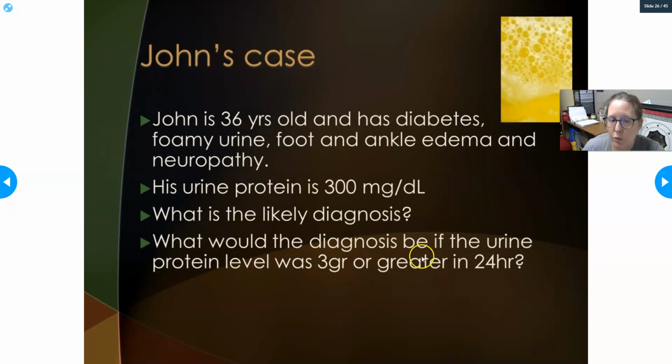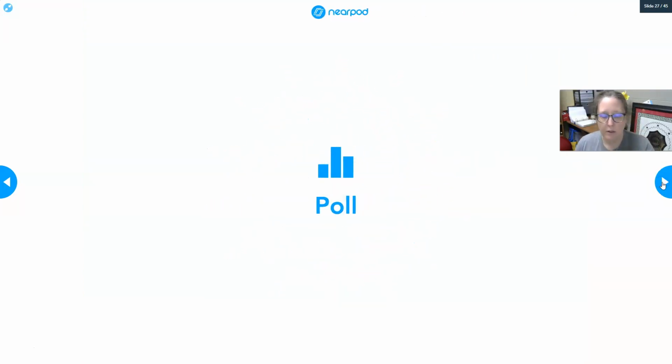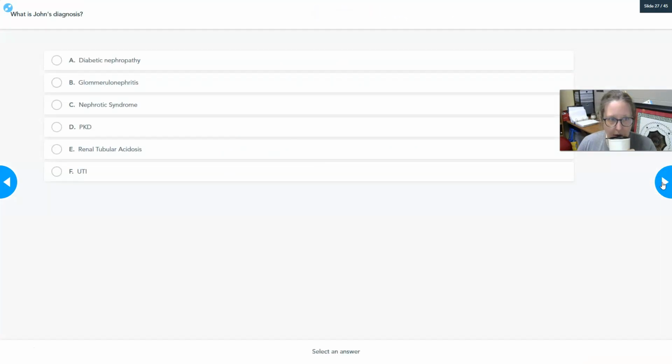And what would the diagnosis be if the urine protein level was 3 grams or greater in 24 hours? That is a lot of protein in the urine. All right, your choices are diabetic nephropathy, glomerulonephritis, nephrotic syndrome, polycystic kidney disease, renal tubular acidosis, and a urinary tract infection. So which ones do you think it is?